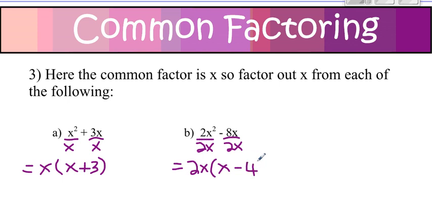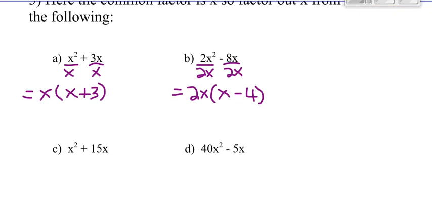C. Again, I'm just looking at a letter here, so I have an x and an x. I have x in both terms, so x can be my common factor. I divide both by that. So I put my common factor out front, open my bracket. X squared divided by x just leaves me with 1x left. Plus 15x divided by x just leaves me with the 15 because the two x's cancel. Close my bracket. Last one, again D, 40x squared minus 5x.